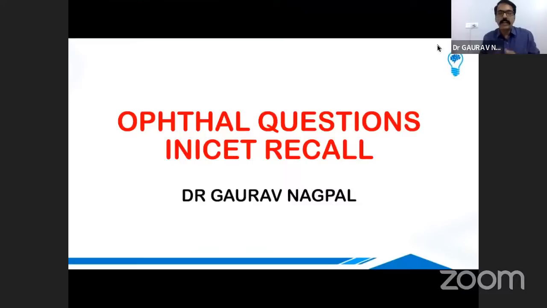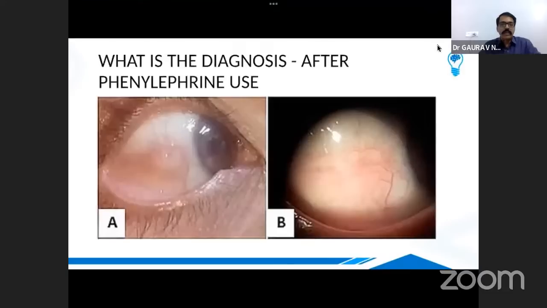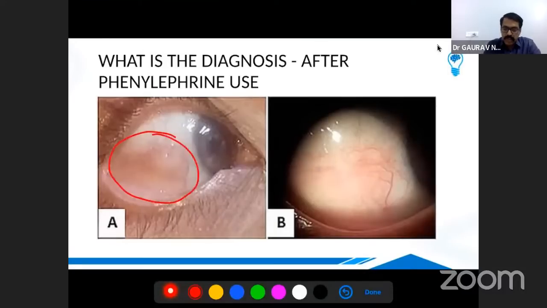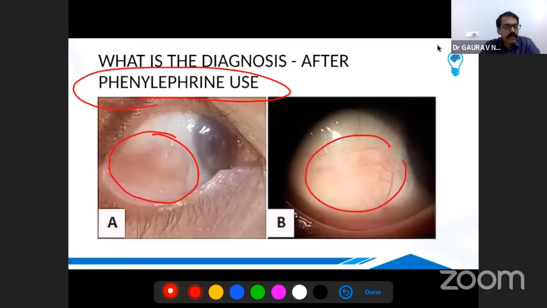Thank you very much. And ophthalmology questions were difficult, students. Yes, they were difficult. One was a sitter, but the other was a little difficult. So there was a picture given like this where they had shown two images. One image had congestion, which was being shown there. The other had blanching after phenylephrine use. Was that the question?